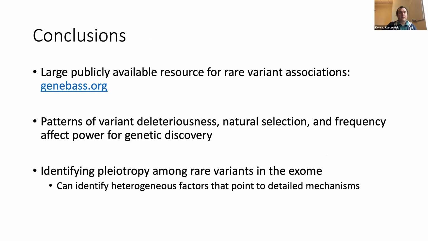So with that, I'll conclude by saying that, again, these data are now publicly available, this large resource for rare variant associations at genebas.org. I've shown a little vignette about how the patterns of variant deleteriousness, natural selection, and frequency affect power and genetic discovery generally. And we're starting to use this data to identify pleiotropy among rare variants in the exome. That's not in the preprint, but it is something we're actively working on now, finding these heterogeneous variant factors that might point to detailed mechanisms.